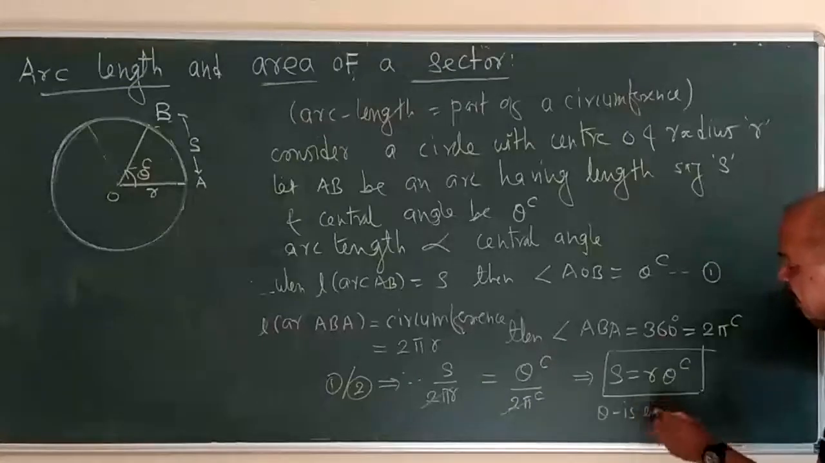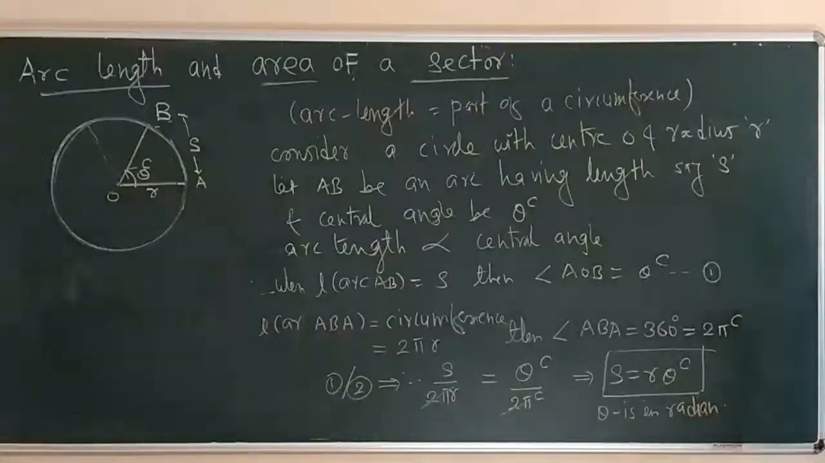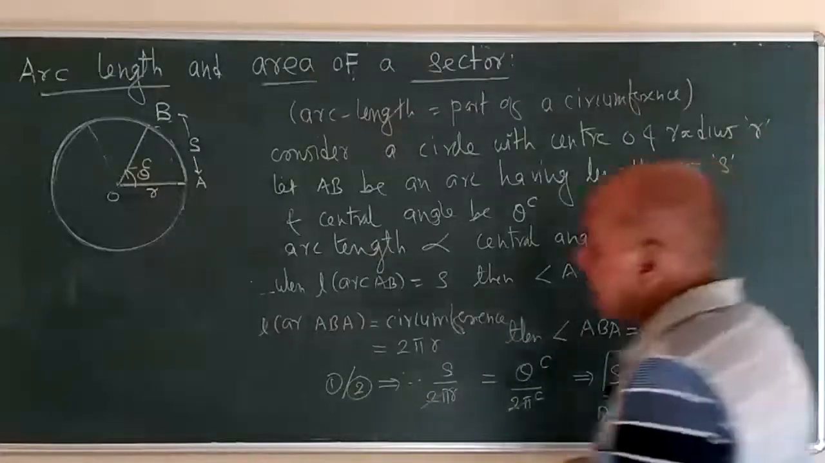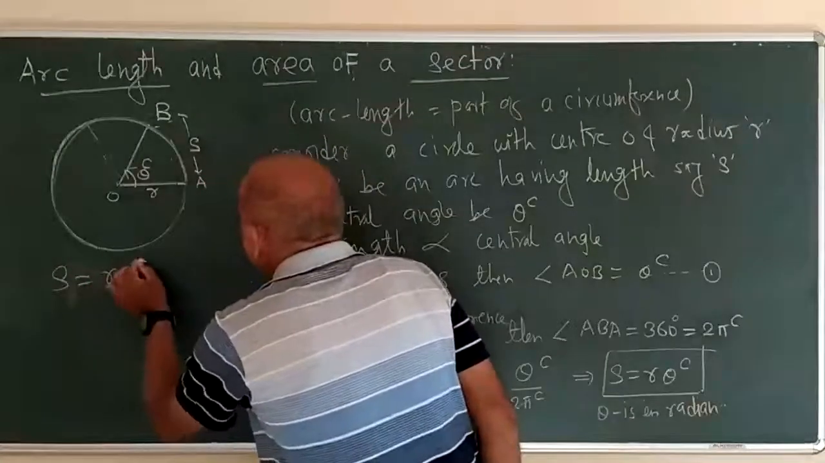If it is given in degree, convert it into radian. Convert to radian by multiplying by pi upon 180. This is the first formula for finding the arc length: S equals r theta.